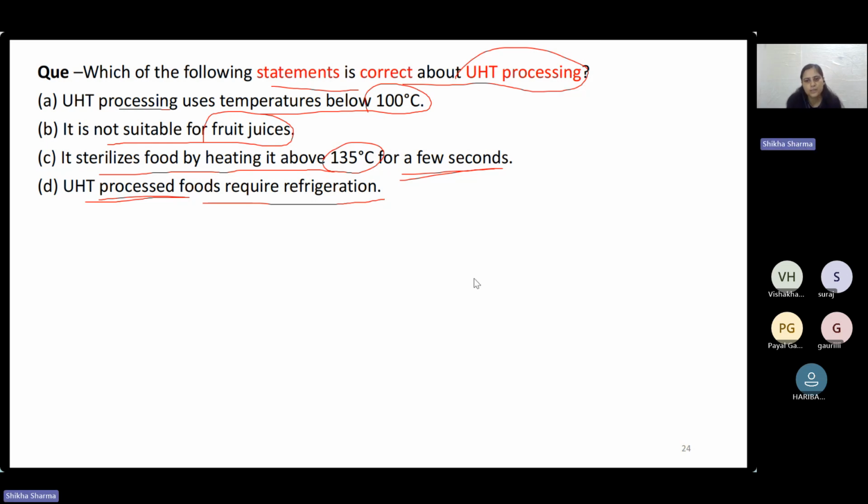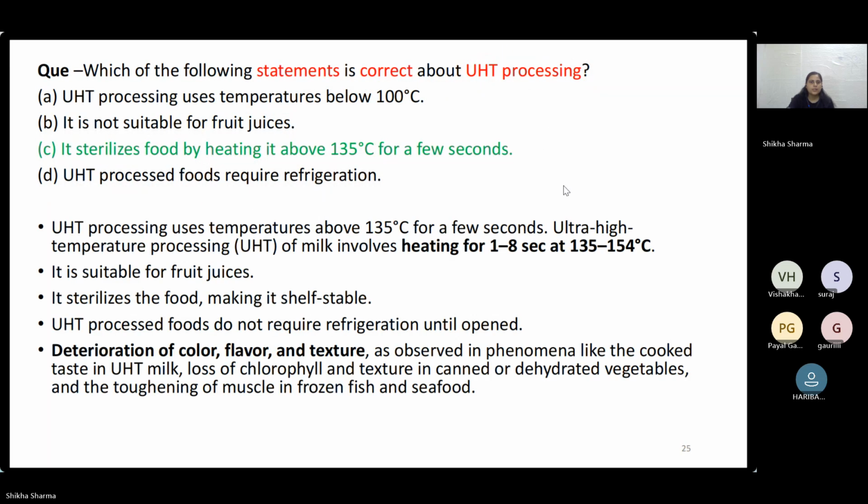So Hari Babu is saying C and Vishakha is saying A. Anyone else? A and C. Suraj is also saying C. So we have two C and one A. Let's see. C is the correct answer.